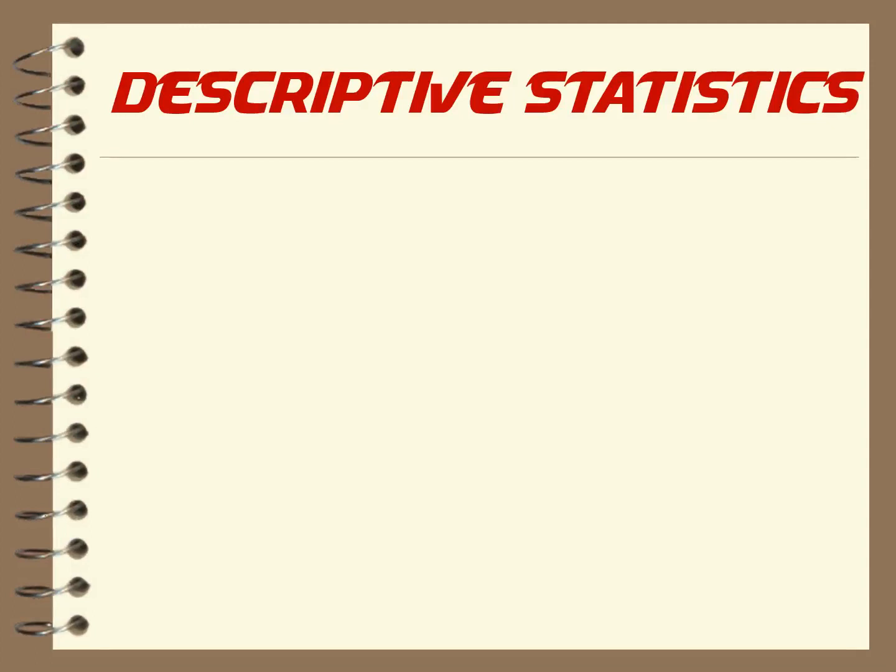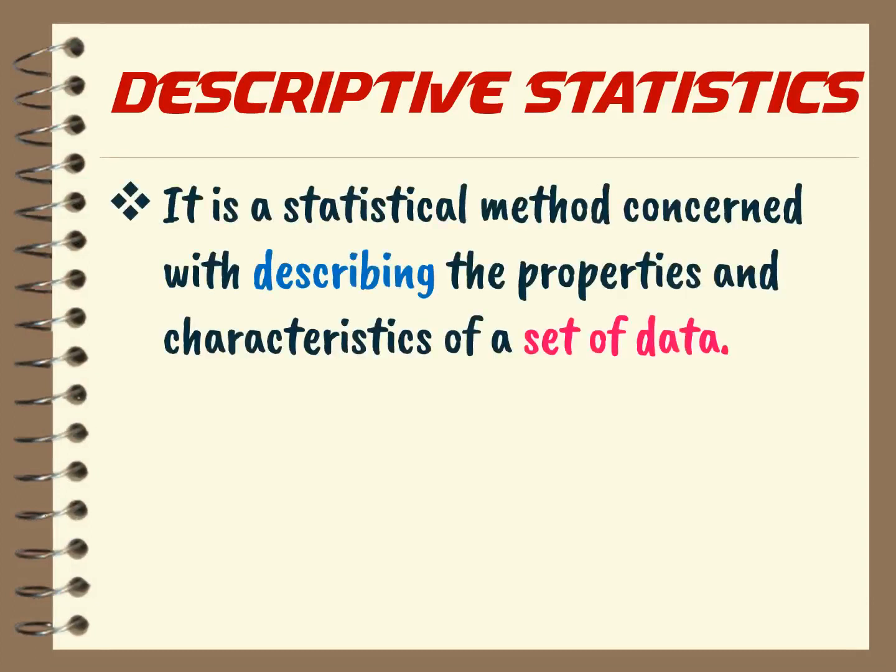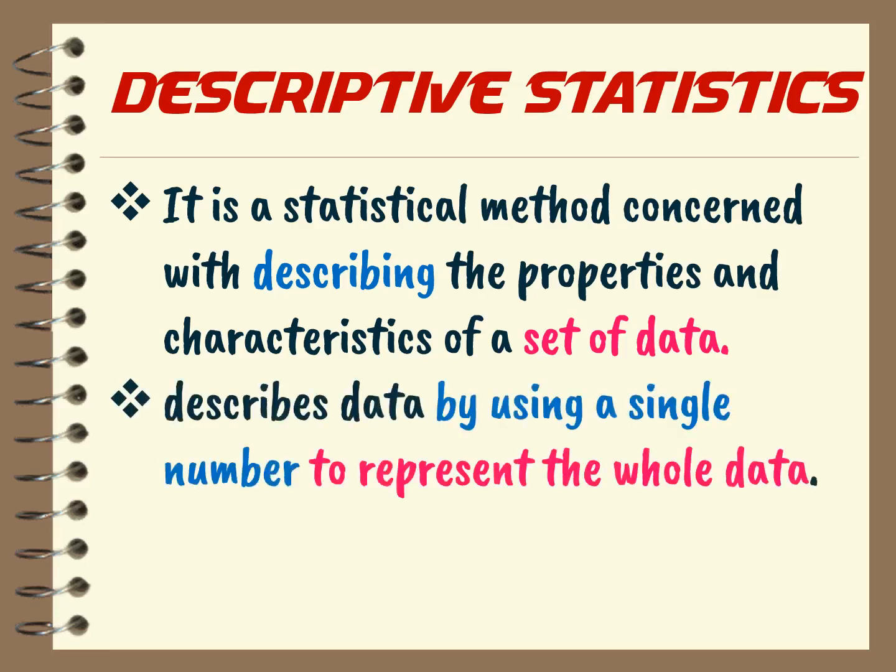The first major classification of types of statistics is descriptive statistics. This is a method concerned with describing the properties and characteristics of a set of data. So how are you going to describe the data? You're going to use a single number to represent the whole data. So here, after you collect or gather the information, you're going to make a descriptive summary of the whole set of data, whether a summary of the properties, the characteristics, or if possible, the appearance of the given set of data.